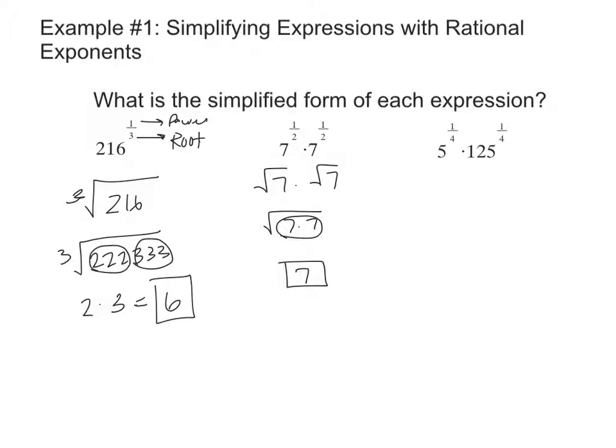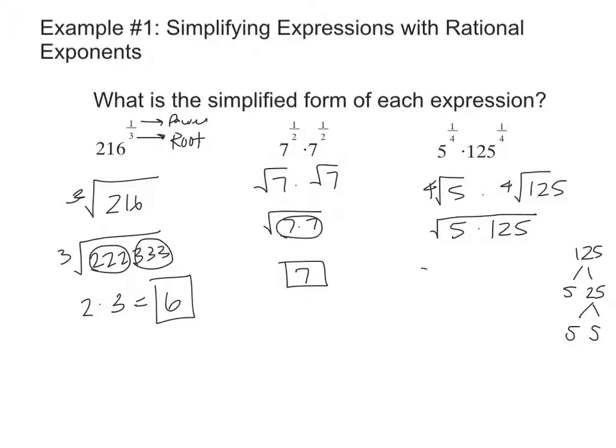And finally, again, the numerator is the power, the denominator is the root. So this is going to be the fourth root of 5 times the fourth root of 125. They can be combined under the same radicand. So it's 5 and 125. 125 is 5 times 25. So let's break that down. And 25, of course, is 5 and 5. So in total, we have the 5 from the beginning, and then the 125 is 3 more 5s. Since this is fourth root, we're going to take all of them, so our answer is 5.